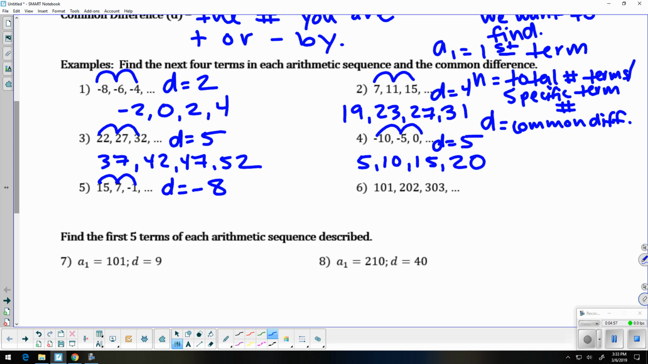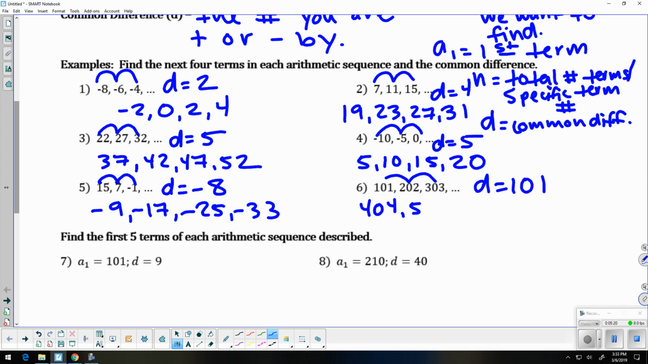So if I just keep subtracting 8 from -1, I'd have -9, and then -17, and then -25, and then -33. Okay, and the next one, the numbers are going up, they're increasing. Our common difference would be 101, so they're going up by 101 each time. So the next number would be 404, and then 505, 606, and then 707. And there you go. Okay?